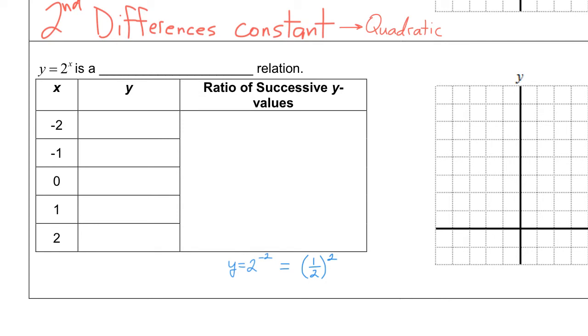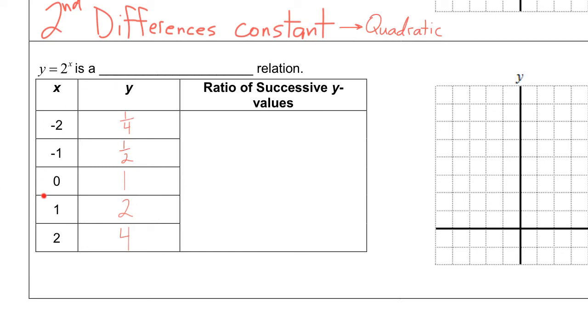Well, 1 over 2 times itself is 1 over 4, so y is 1 over 4. When x is minus 1, 2 to the exponent minus 1 is 1 over 2 to the exponent 1, which is just 1 over 2. When x is 0, 2 to the exponent 0 is, well, remember your exponent rules. Any base with an exponent of 0, your answer is 1. When x is 1, 2 to the exponent 1 is just 2. When x is 2, 2 to the exponent 2 is 4.